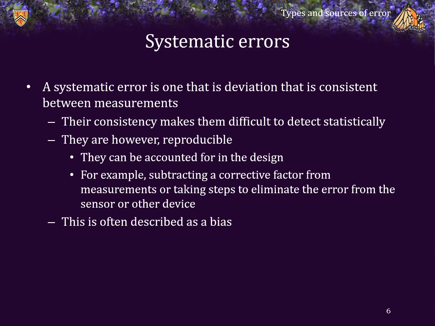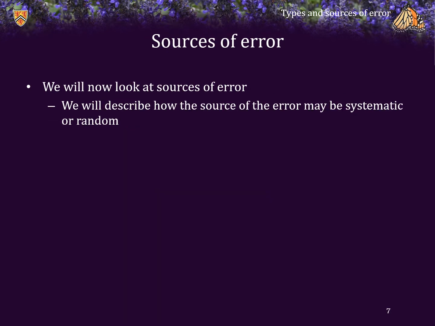So this is often described as a bias in the reading. Now over the next few slides, we are going to look at sources of error, and we will describe how the source of error may result in either a systematic error or a random error. And of course, a systematic error is one that should be taken into account during the design, while random errors will be taken into account through appropriate applications of statistical algorithms.